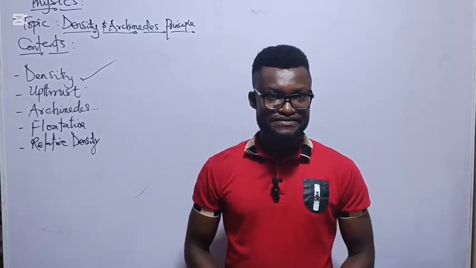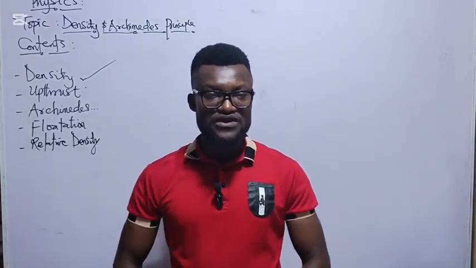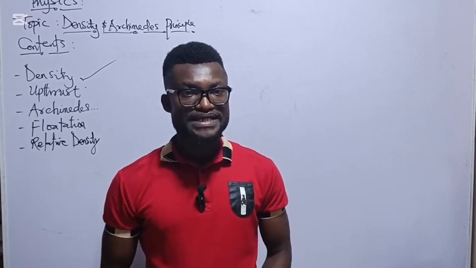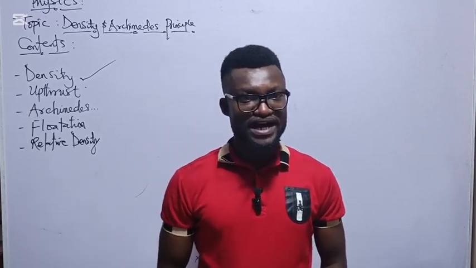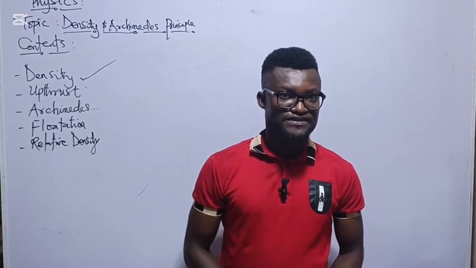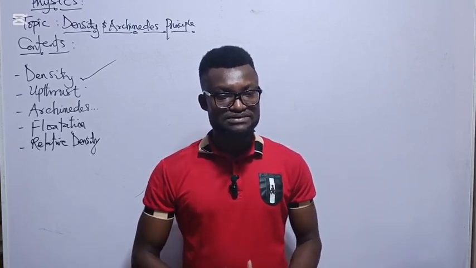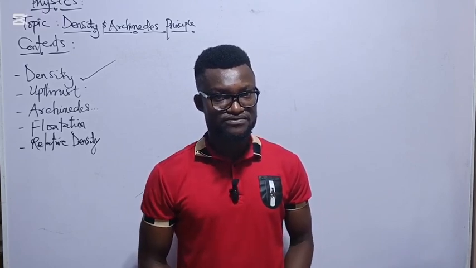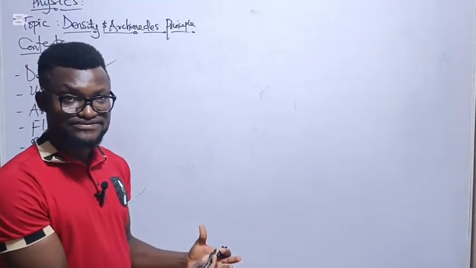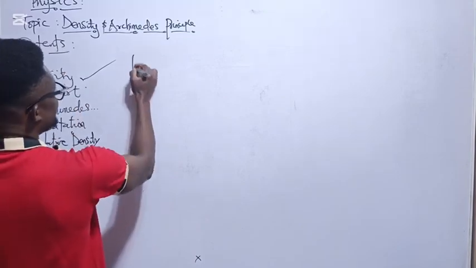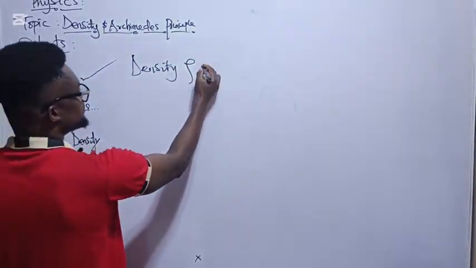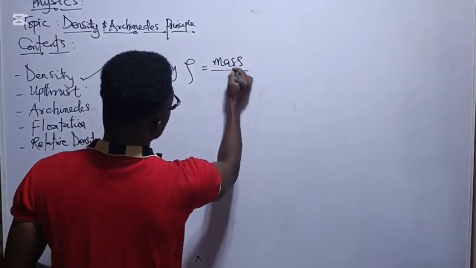Now, what is this very density? Density is a measurement of how tightly matter is packed. Mathematically, density can be defined as mass per unit volume. I repeat, density can be defined as mass per unit volume. You can still term it as mass over volume. So we have density, with the symbol rho, as mass per unit volume.